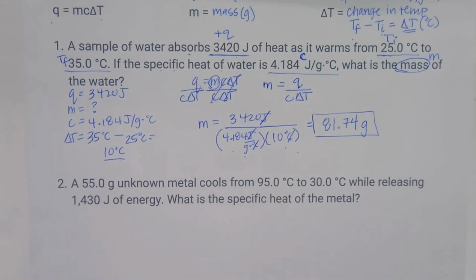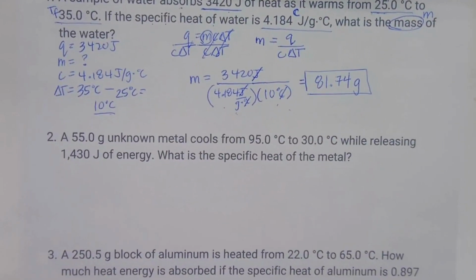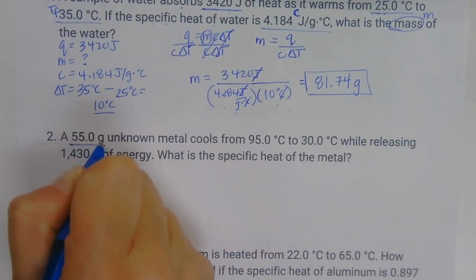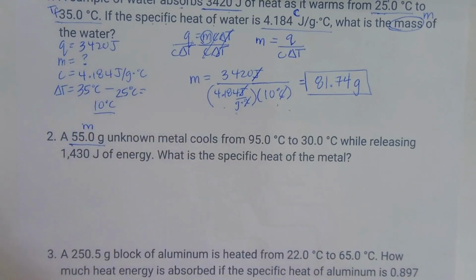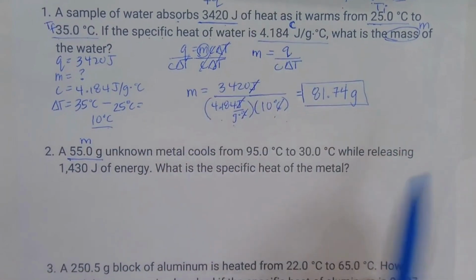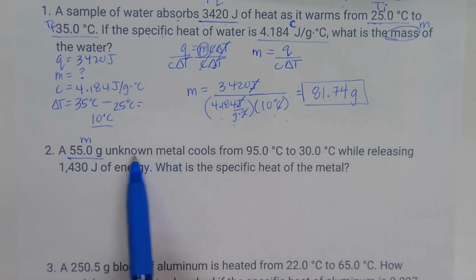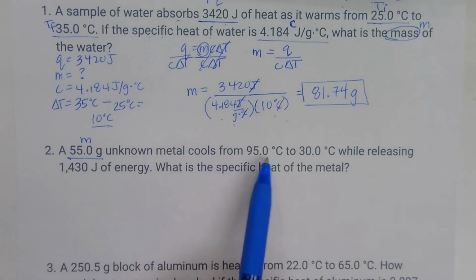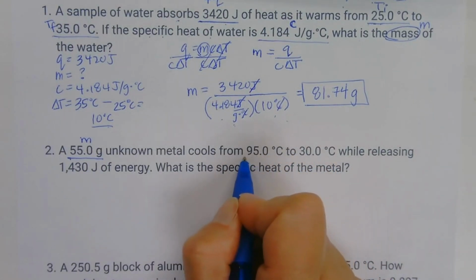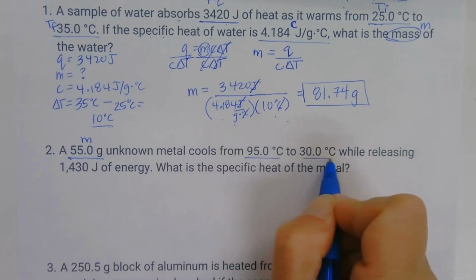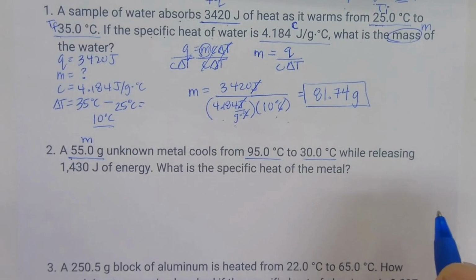All right, so let's see what we got. Number 2, a 55.0 gram. Okay, stop. The gram, I'm going to underline it. The gram tells me that this is a mass because those are the units of mass. Of unknown metal, cools from 95 degrees Celsius to 30 degrees Celsius. Okay, so the 95 and the 30 degrees Celsius tells me the temperature.